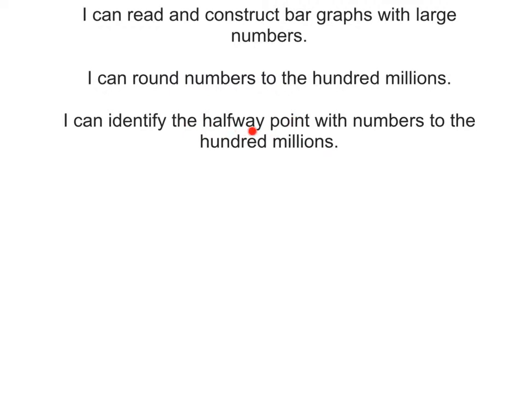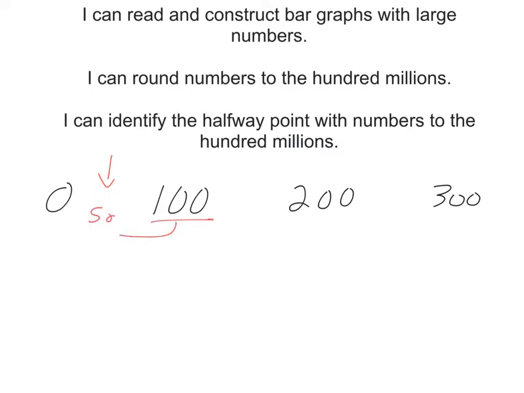So this last one, identifying the halfway point with numbers to the hundred millions, we've been practicing this a little bit, and it's really important in graphing because sometimes our scales are very, very large, like counting by 100 million. Let's take for an example that our scale might be 100. Well, if I want to find halfway between 0 and 100, that would be 50. Half of 100 is 50.